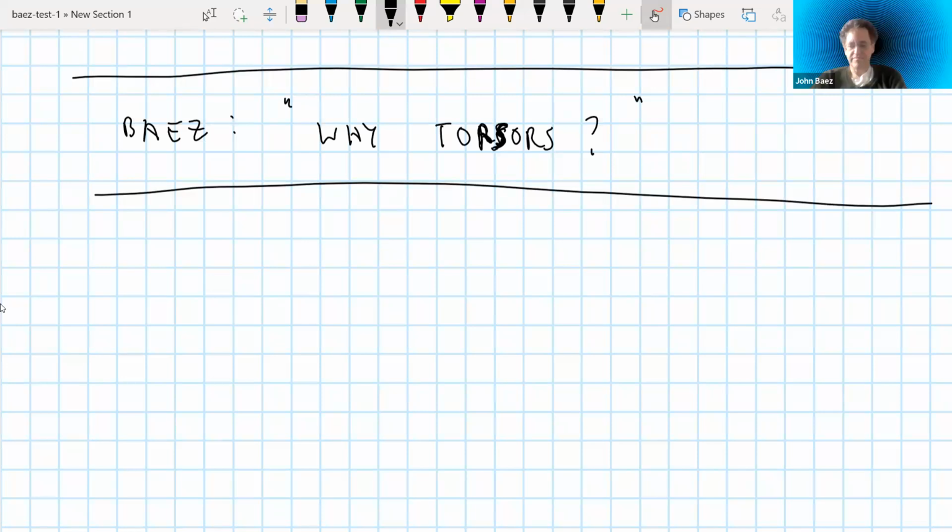Maybe we should emphasize the fundamental group of a space at a base point or something like that. So let's think a little bit about what that means.